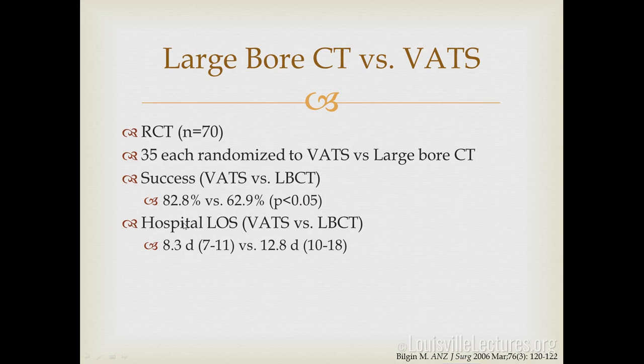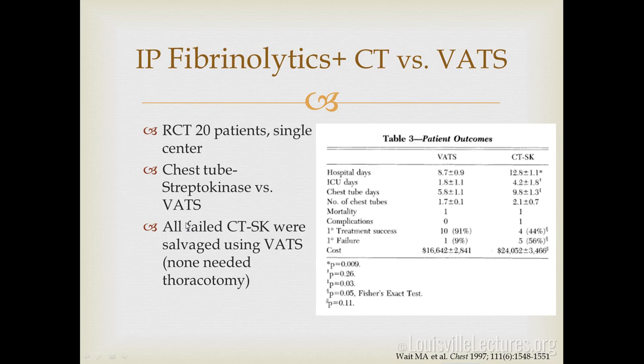Well, what if I put in a large bore chest tube and then give fibrinolytics? Again, this is an older study. They did not use the TPA plus DNase. They just used streptokinase. But again, they found that compared to VATS, a large bore chest tube plus streptokinase did not perform well. VATS was much better. Patients were discharged earlier, and it actually cost less. So $16,000 versus $24,000, at least back in 97, because patients were discharged early.